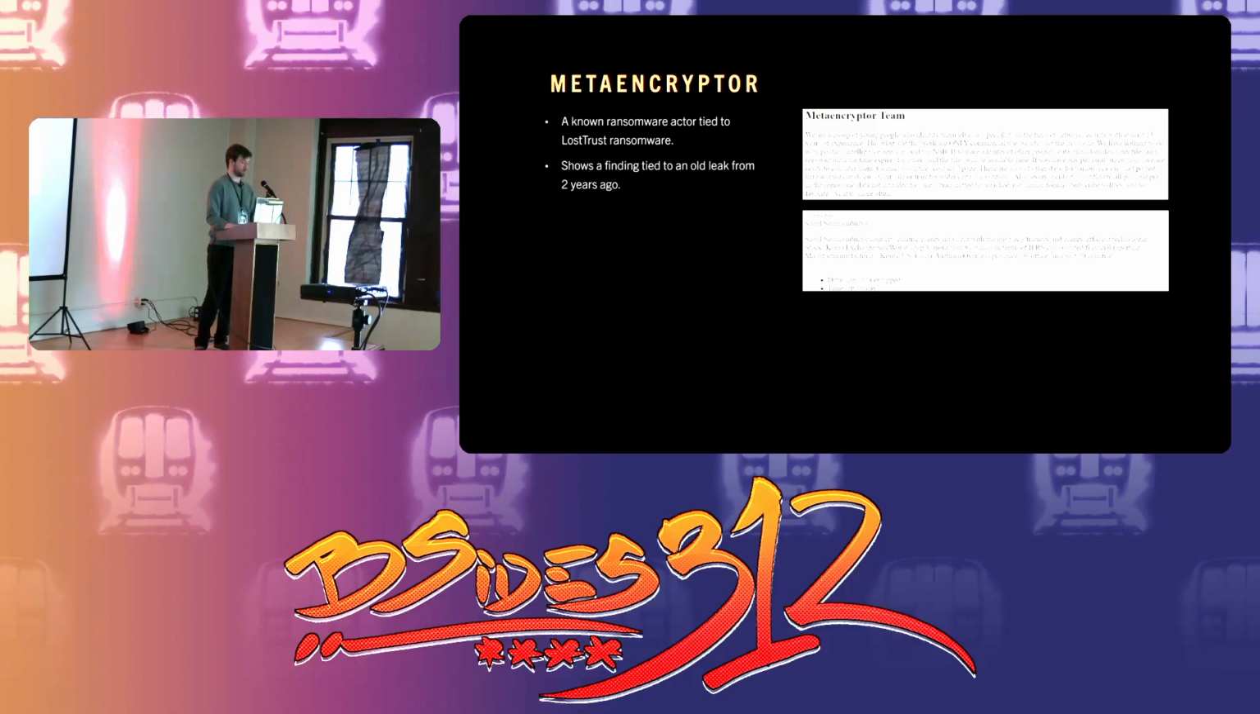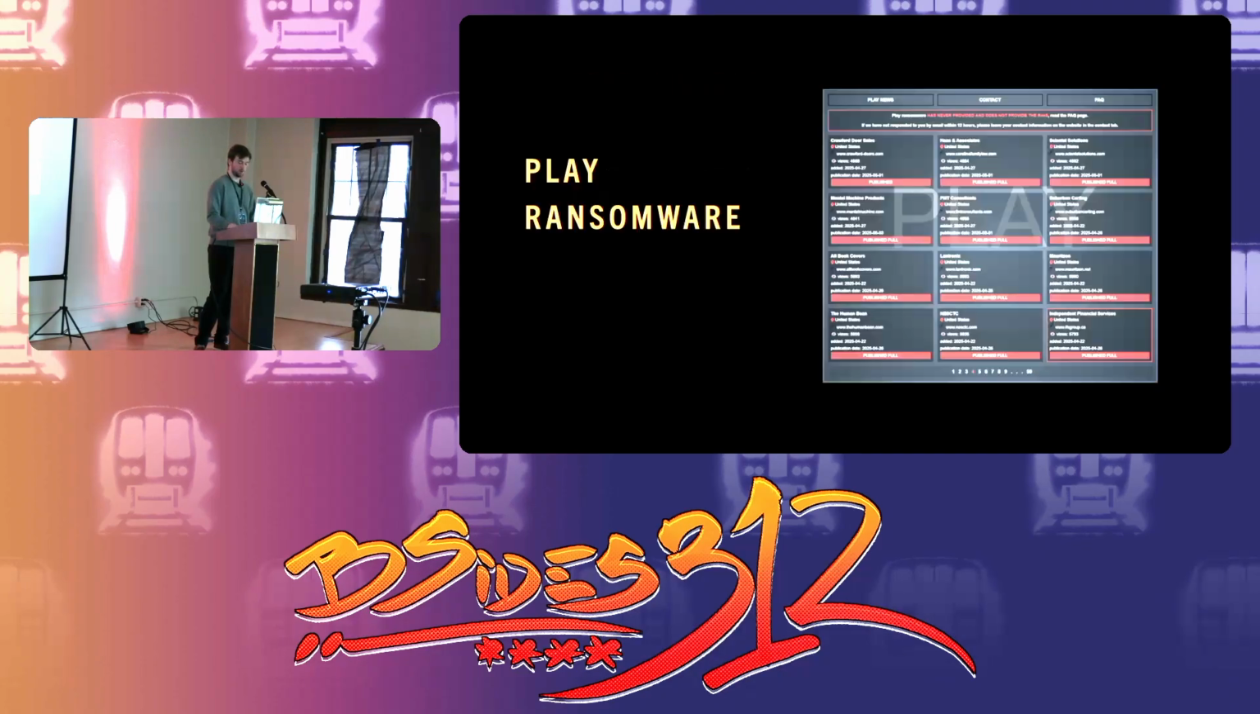One is Meta Encryptor. That's where we saw the Seoul Semiconductor. And again, you see it's stripped down. For some reason, ransomware actors want their sites to look pretty. They're just like us, but they're just hiding it. So this is a known ransomware actor that is tied to Lost Trust ransomware. And the interesting part here is this was shown 2 years ago. So that may or may not be relevant. They may already know about this. If they don't know about this, they are in for a shock.